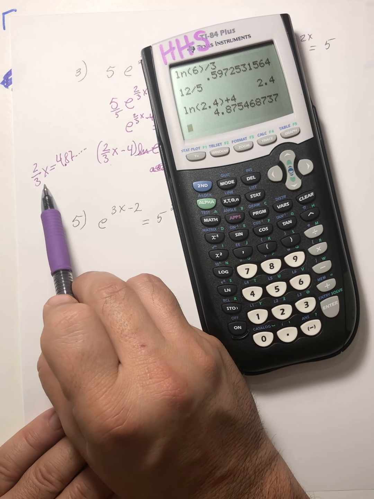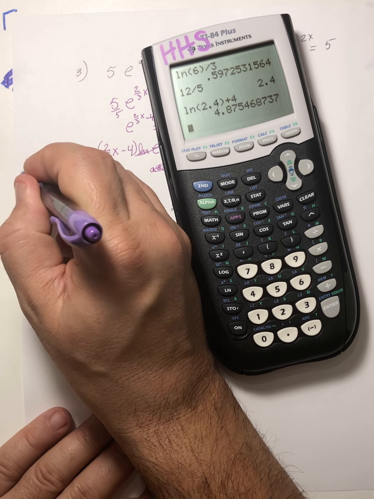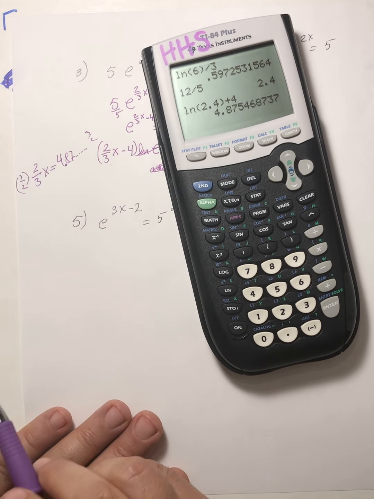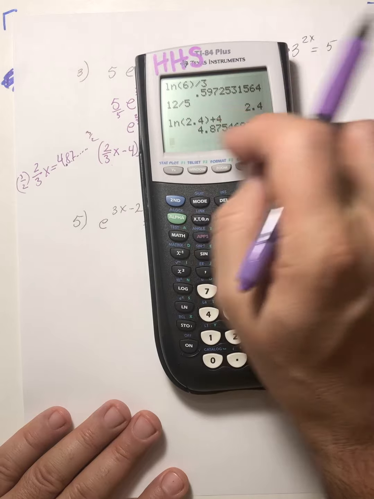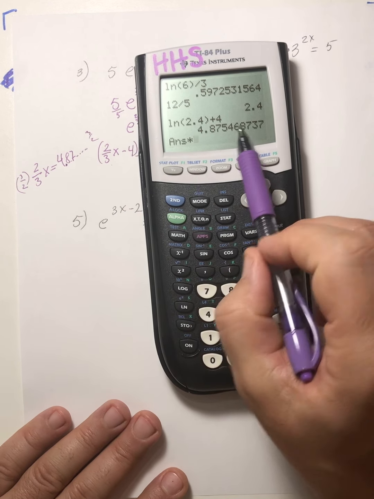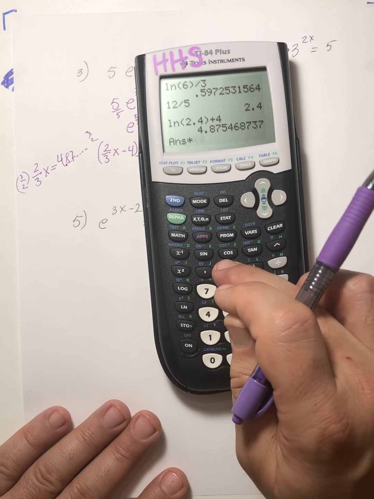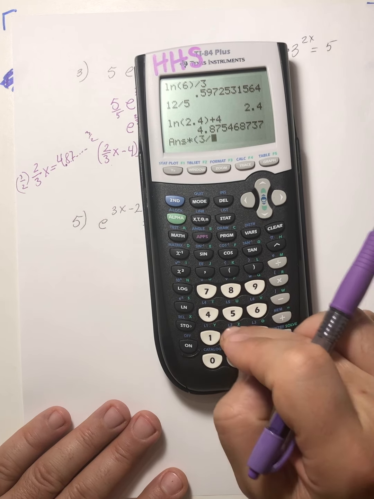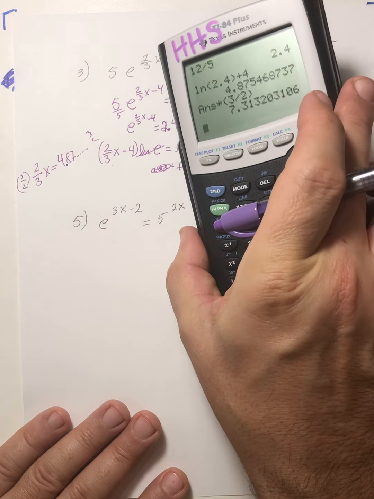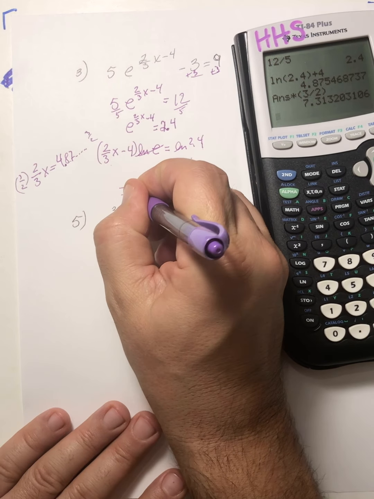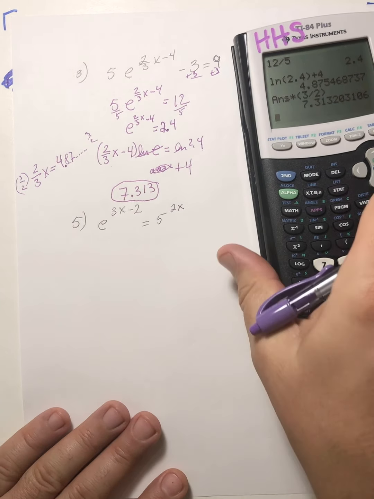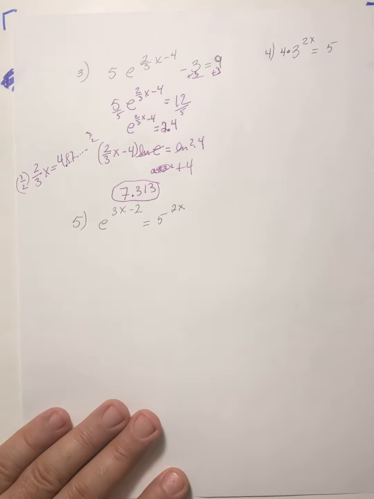All right, so what do we do now? Right, we could multiply by 3/2, or we could multiply by 3 and then divide by 2. I think what I'm going to do is multiply by 3/2. So this answer times 3 divided by 2 in parentheses. So parentheses, 3 divided by 2, close, hit enter. There's my final answer, 7.313. So 7.313 when it's all said and done. All right? All right. Let's look at number 4.